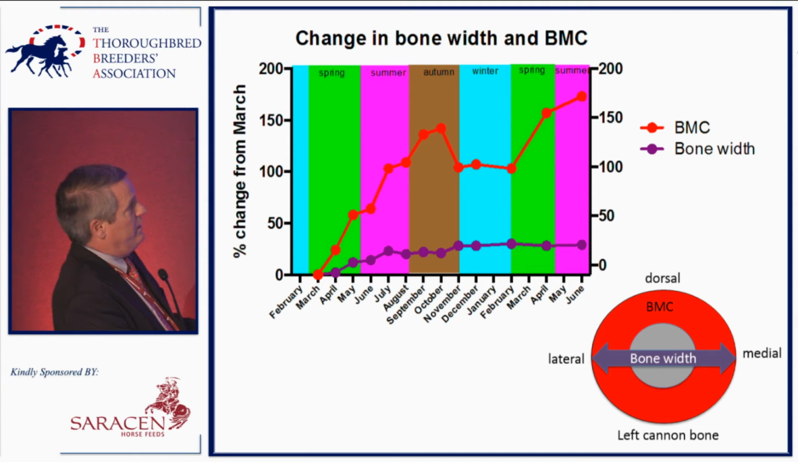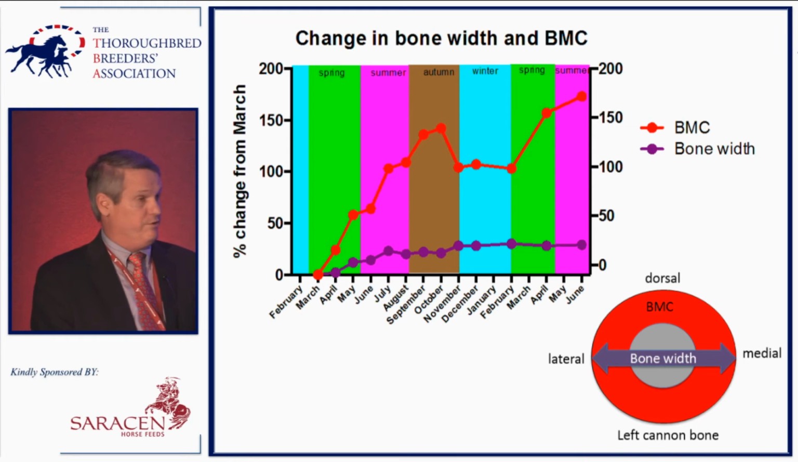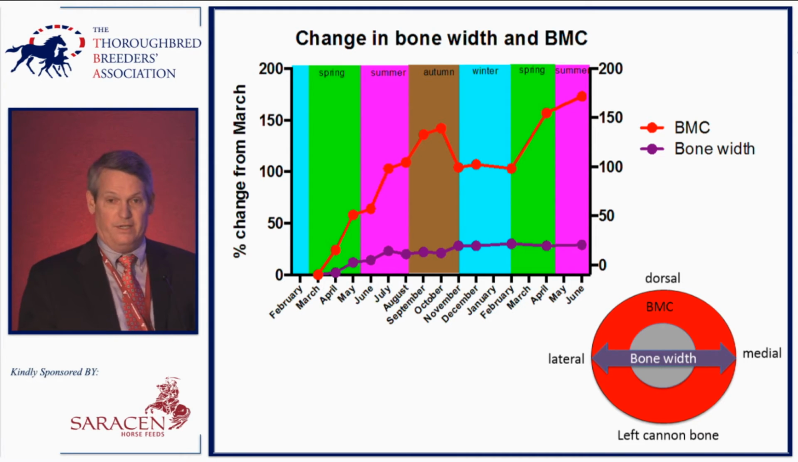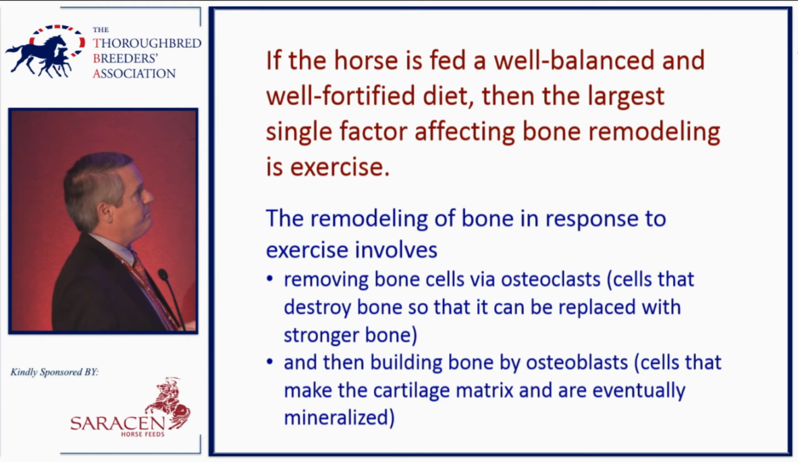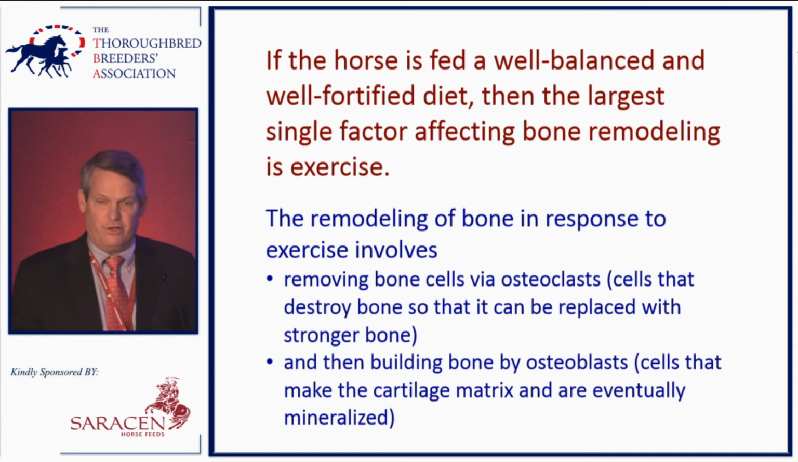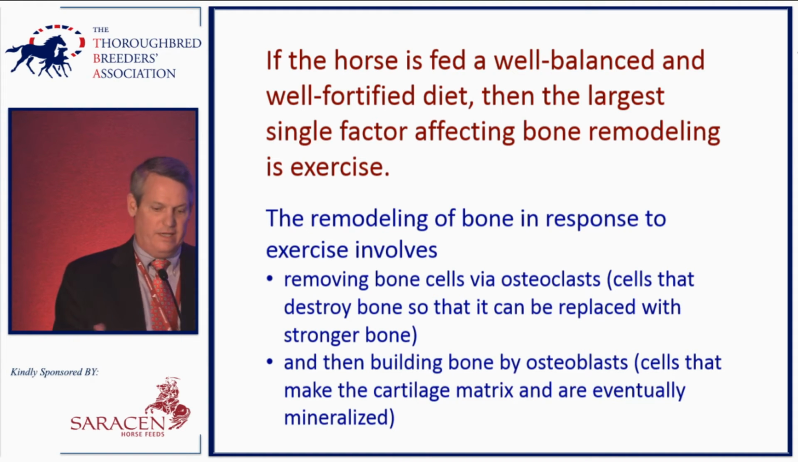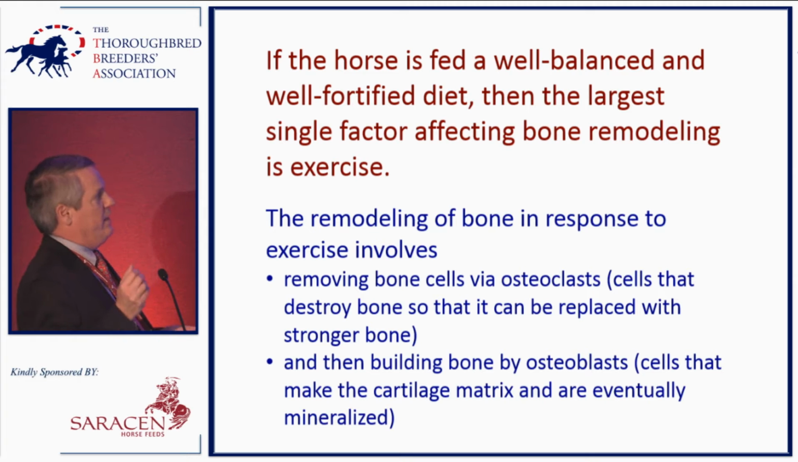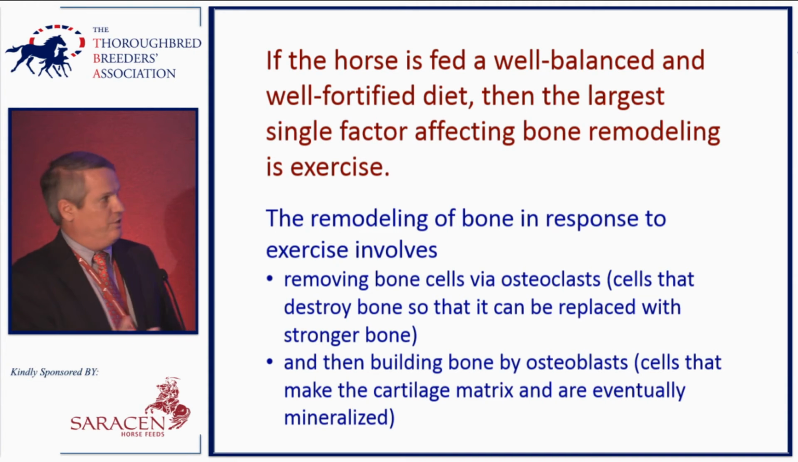And look at the bone mineral content that occurs just in the spring and summer when essentially the foals are still on mares. So this bone mineral content occurred from milk, essentially. If the horse is fed a well-balanced diet, then the largest single factor that's going to affect bone remodeling is exercise. And that's what I'd like to spend the rest of the talk talking about, is what effect does exercise have on bone remodeling in young horses. So remodeling, again, it's a response to exercise, and it involves removing bone cells with the osteoclast and then building new ones with the osteoblast.